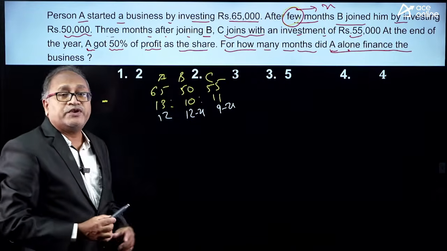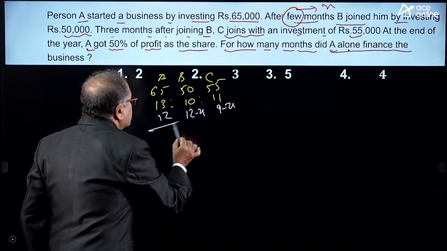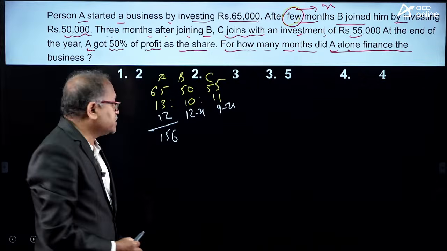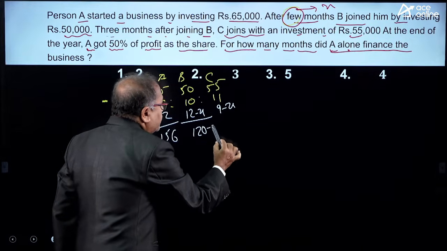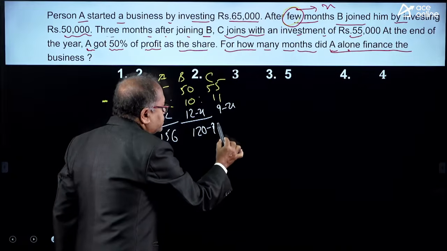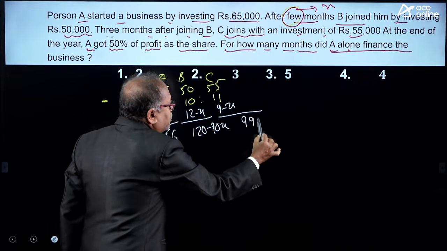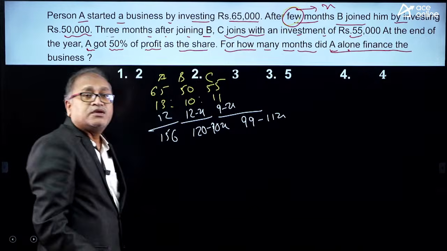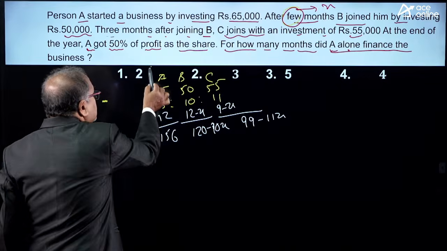And this is the profit ratio there. So what is their profit ratio? I notice that this is 156. Am I right, my brothers and sisters, young friends? This is 120 minus x minus 10x. And what about this one? This is 99 minus 11x. So what is the A share? The A share is this one.